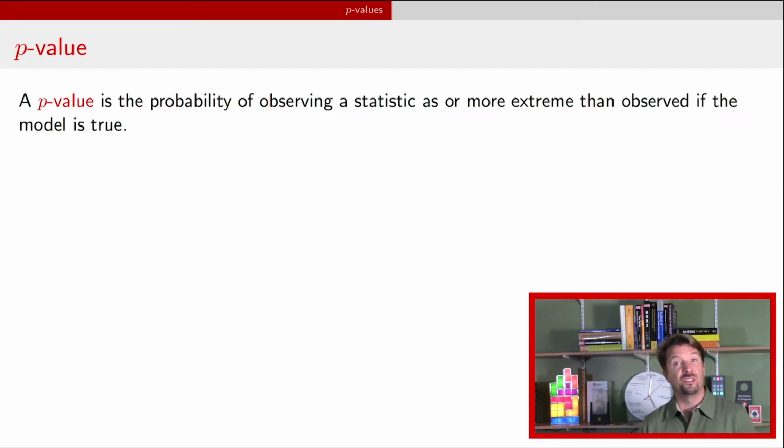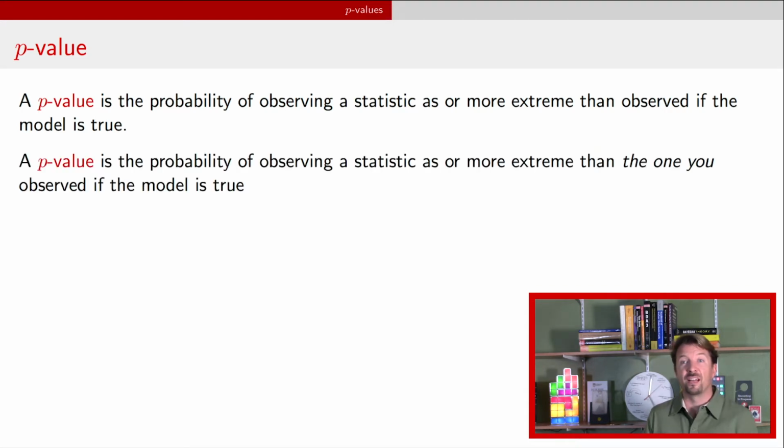A p-value is the probability of observing a statistic as or more extreme than observed if the model is true. Now there's a lot in that statement right there, despite the statement being fairly succinct. And I'm going to expand it a little bit just to make sure that some of the ideas are clear, and then we'll talk a little bit more about some of the other ideas.